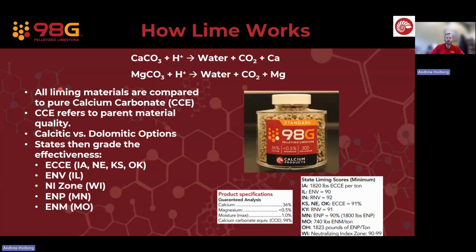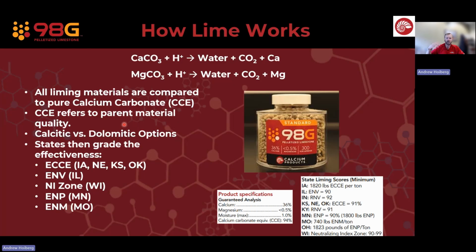When we look at how liming materials are compared against one another, they're all compared against pure calcium carbonate. When you see on a limestone analysis report the term CCE, that is short for calcium carbonate equivalent. It's a chemical titration that looks at the parent material, or that liming material, and determines the quality or purity of it. When we talk about limestone, it comes in two basic varieties, one being calcitic and one being dolomitic. The difference between those two is the amount of magnesium carbonate that's found only in dolomitic limestones.